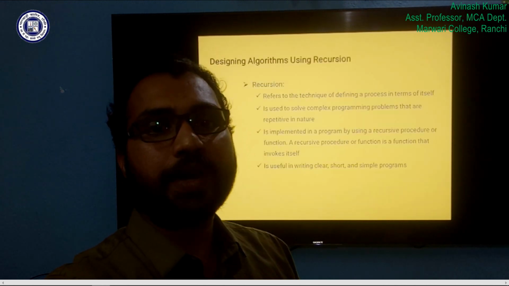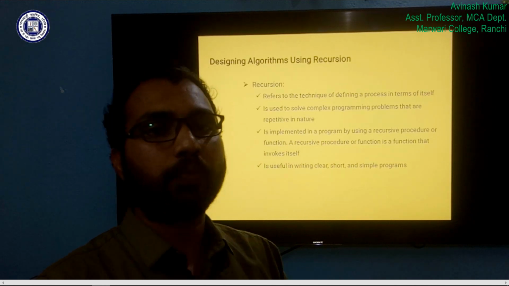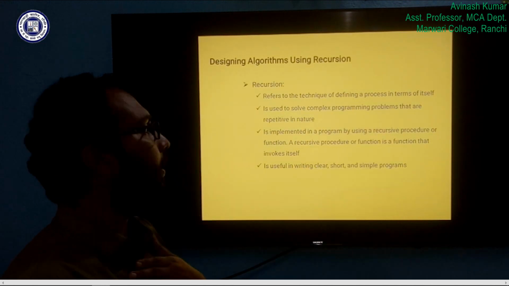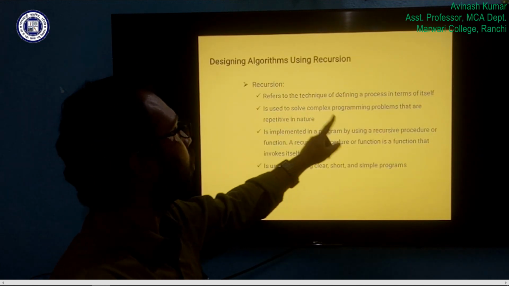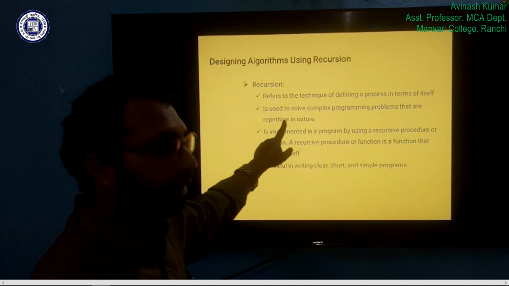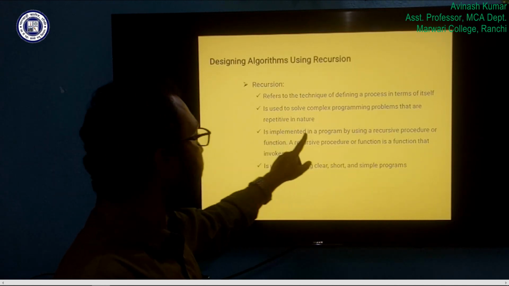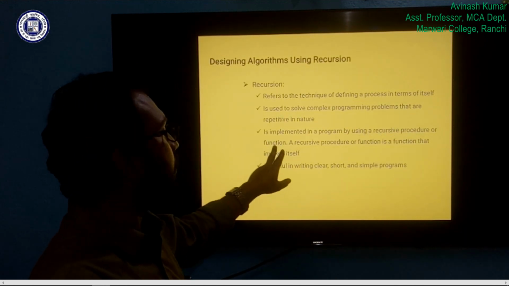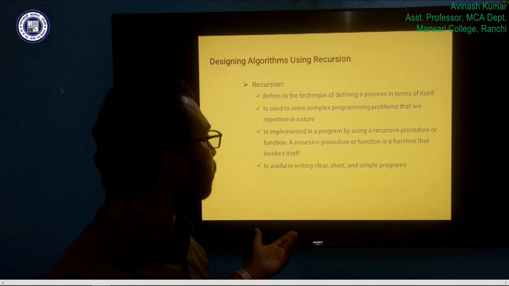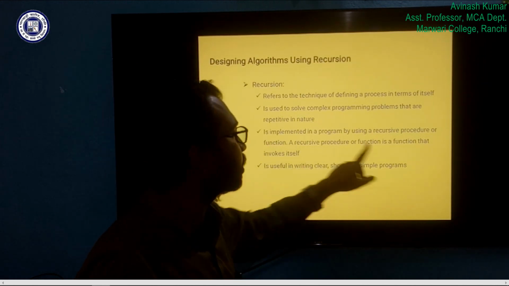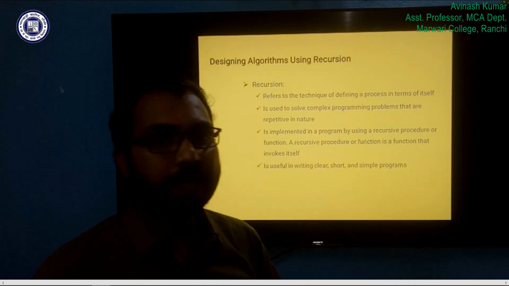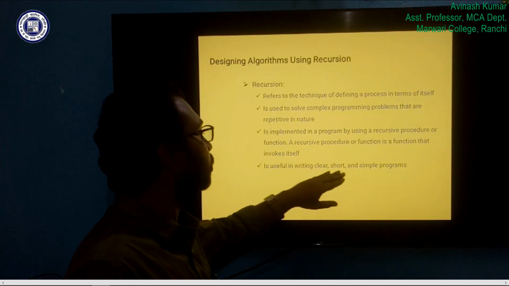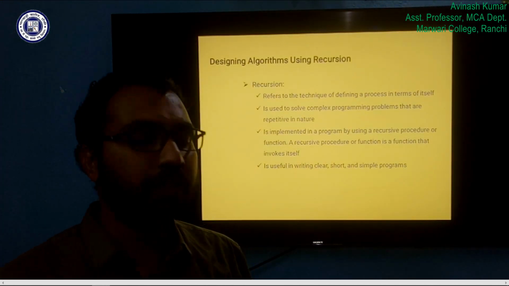So the next one we have is recursion. So what is recursion? Recursion refers to the technique of defining a process in terms of itself. It is used to solve complex programming problems that are repetitive in nature, and is implemented in a program by using a recursive procedure or a function. What is a recursive function or a procedure? A function or a procedure that invokes itself is known as a recursive function or a recursive procedure. It is useful in writing clear, short and simple programs.